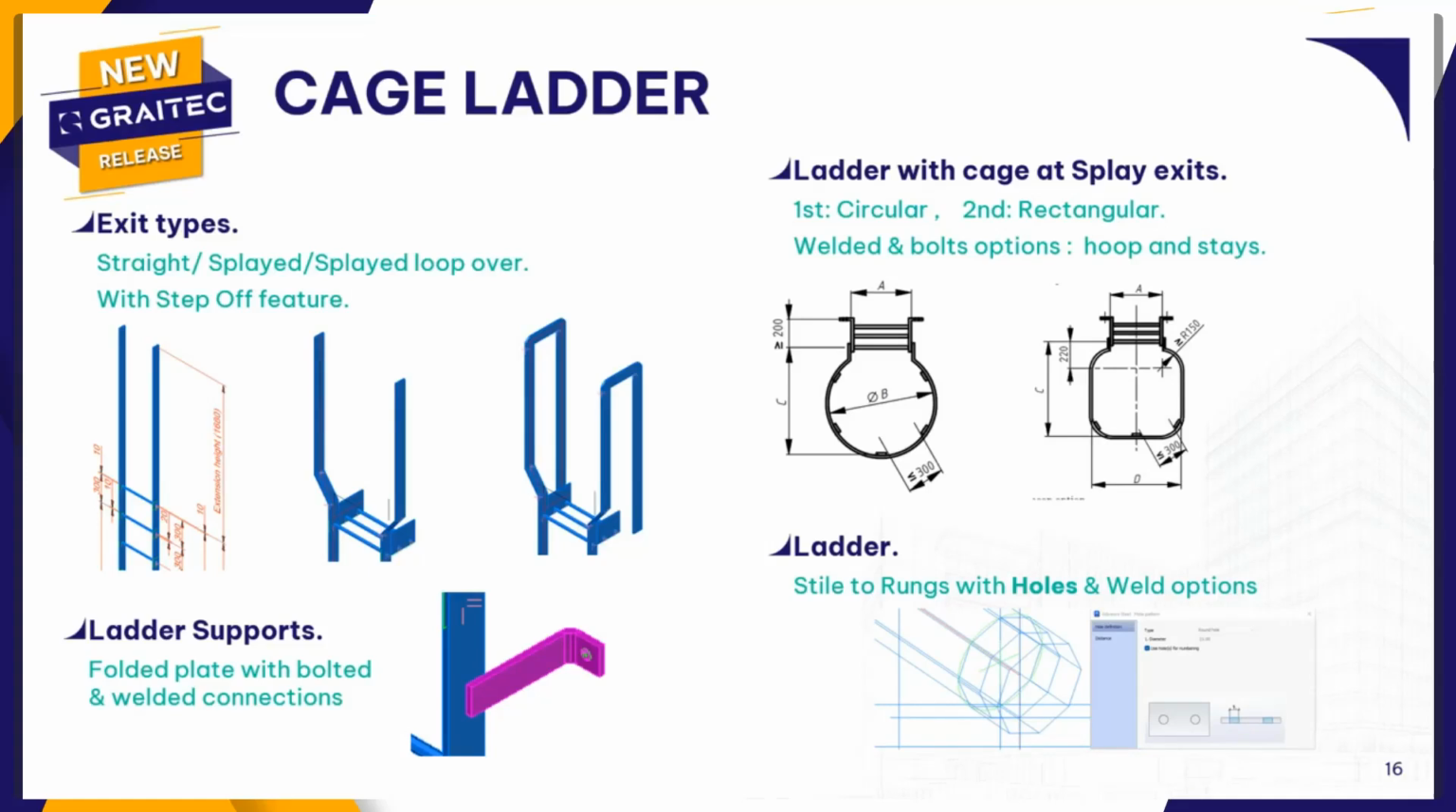For the ladder with cage at split exit, we have the possibility to define it as circular or rectangular, and we have welded and bolted options for hoops and stays. For ladder supports, folded plate with bolted and welded connections, and for styles on the ladder, we have style with two rung with holes and weld options.